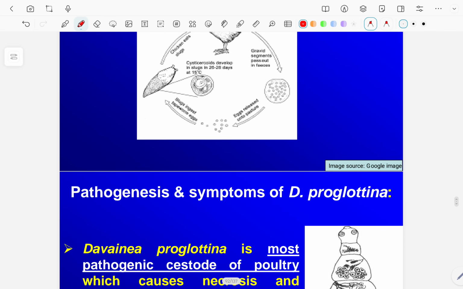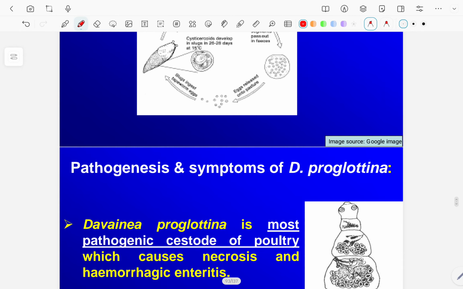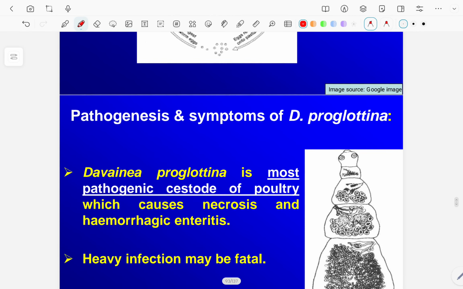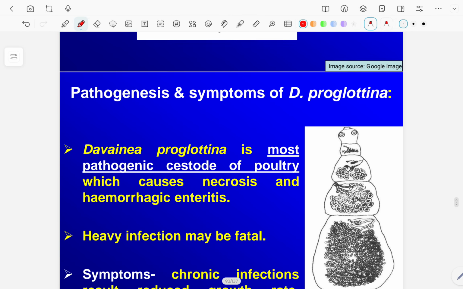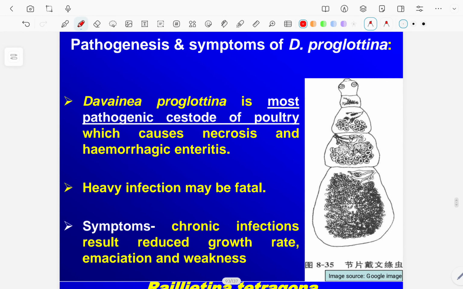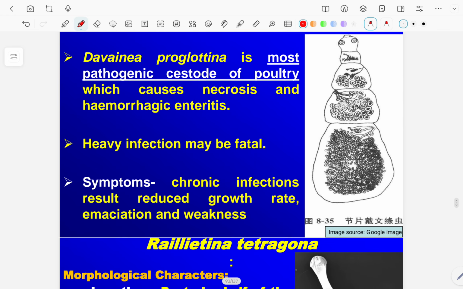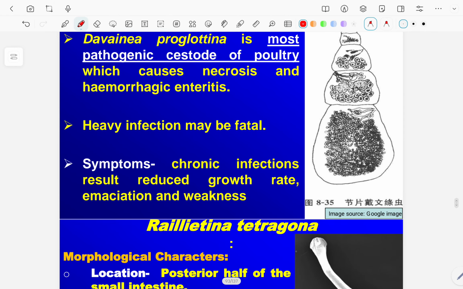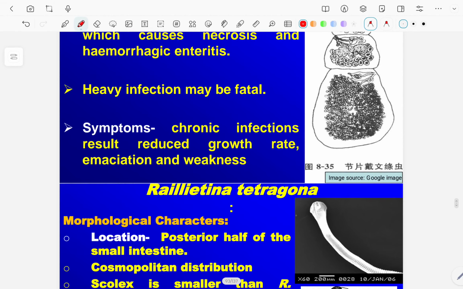Pathogenesis and symptoms of Davainea proglottina. It is the most pathogenic cestode of poultry, causing necrosis and hemorrhagic enteritis. Heavy infection may be fatal. Symptoms: chronic infection results in reduced growth rate, emaciation and weakness.